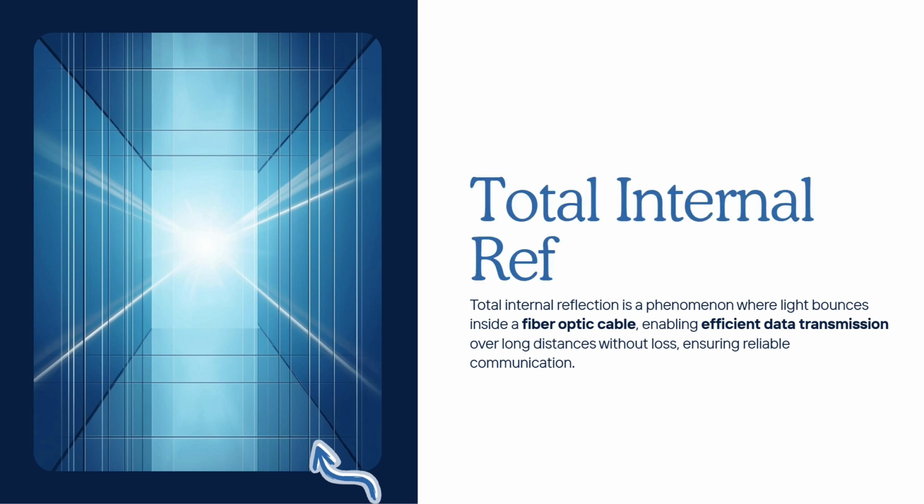Now, you might be wondering, how does light stay inside a clear glass tube? Why doesn't it just shine out the sides? The answer is a physics concept called total internal reflection. Imagine skipping a stone across a calm lake. If you throw it at the right angle, it bounces off the water rather than going in. Light does the same thing here. It bounces off the inner walls of the fiber, zigzagging all the way to its destination without escaping.